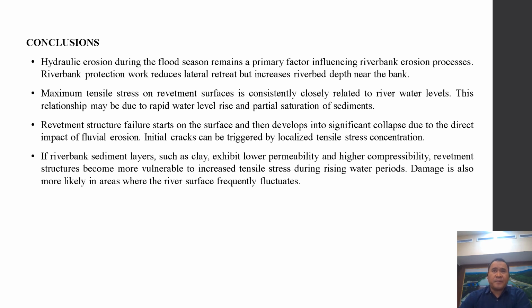So after the rise of water level, it also has an impact on the strength of the structure of the revetment. And the second one is revetment structure failure starts on the surface and then develops into significant collapse due to the direct impact of fluvial erosion. Initial cracks can be triggered by localized tensile stress concentration. And the fourth one is if riverbank sediment layers such as clay exhibit lower permeability and higher compressibility, revetment structures become more vulnerable to increased tensile stress during rising water periods. Damage is also more likely in areas where the river surface frequently fluctuates. So the fluctuation of the water level has a very significant impact on the structure of the riverbed.